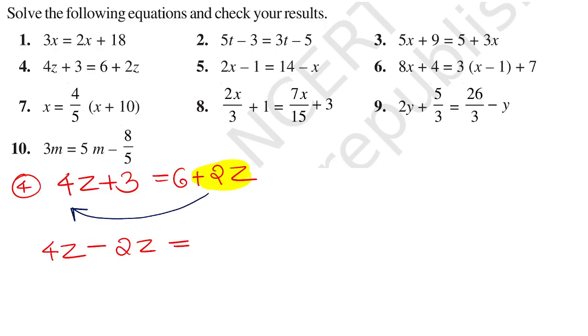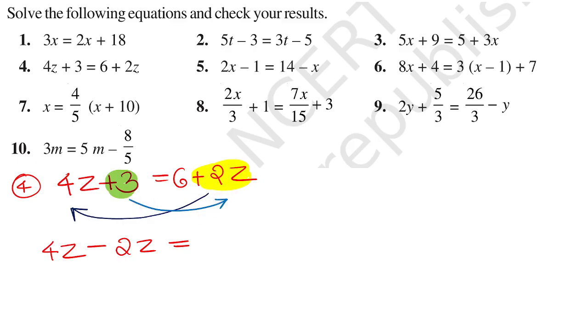And that part is clear. Now look here. What about this plus 3? Let me transfer this plus 3 to the other side. The variable stays only on the left side and the number should be taken to the other side. This plus 3 becomes minus 3 on the other side.